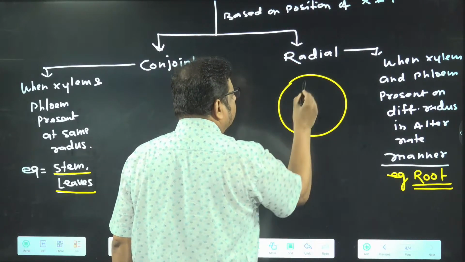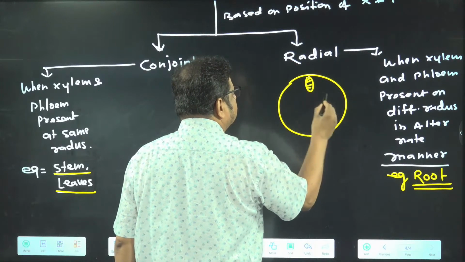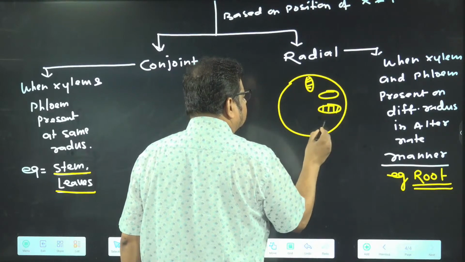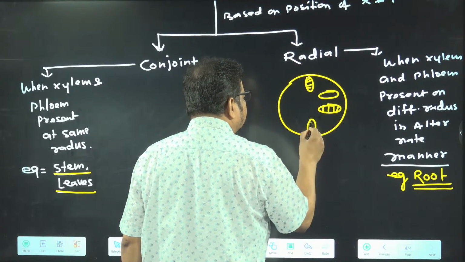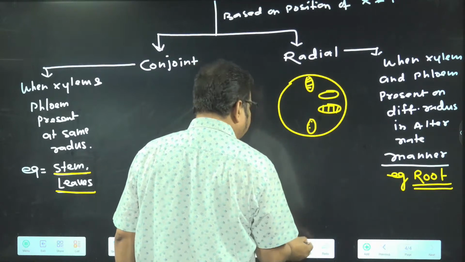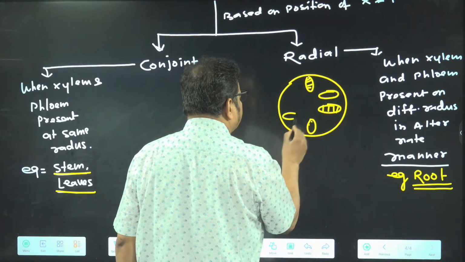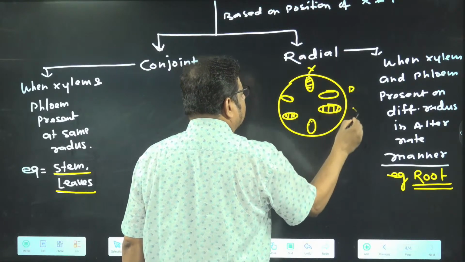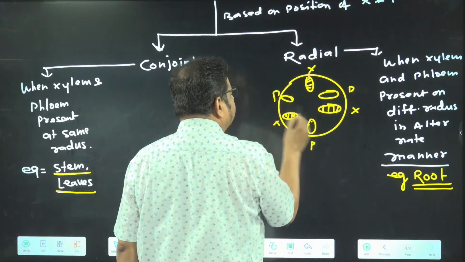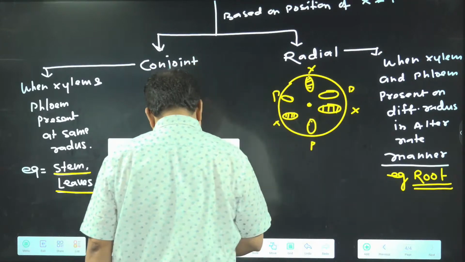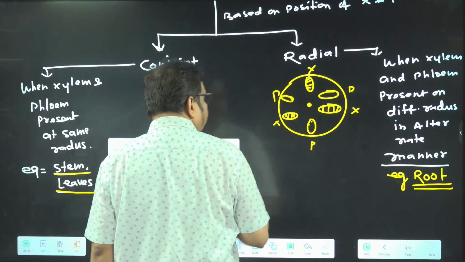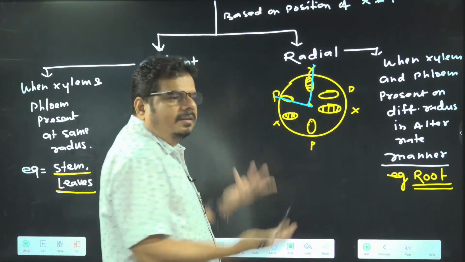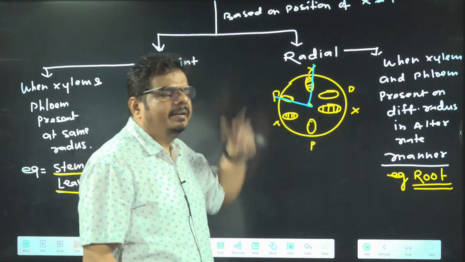In radial, what happened? Here it is xylem. This is phloem. This is xylem. This is phloem. Further, this is xylem, this is phloem. Xylem, phloem, xylem, phloem, xylem, phloem. It is the center. Xylem is present on a different radius, phloem is present on a different radius, present in an alternate manner.